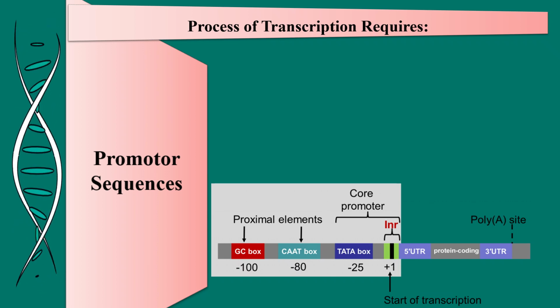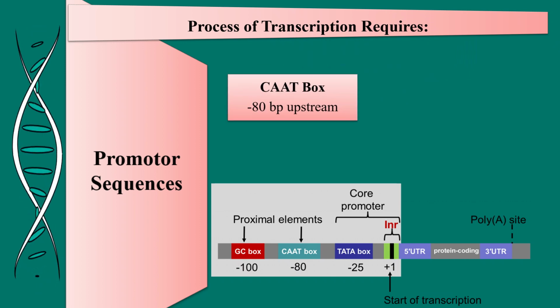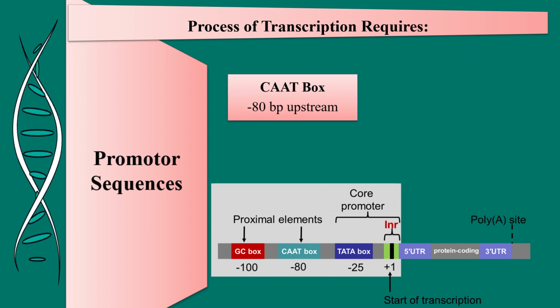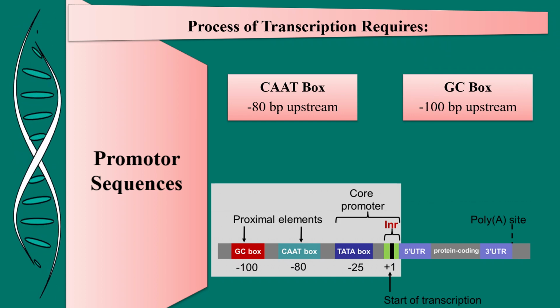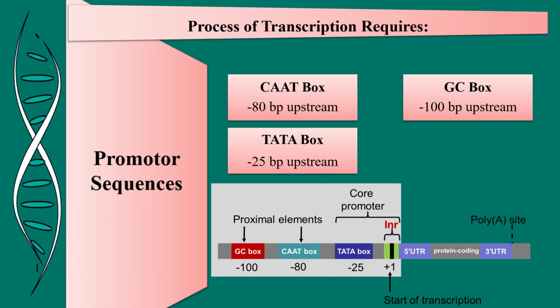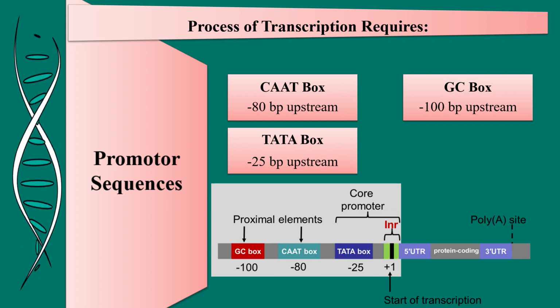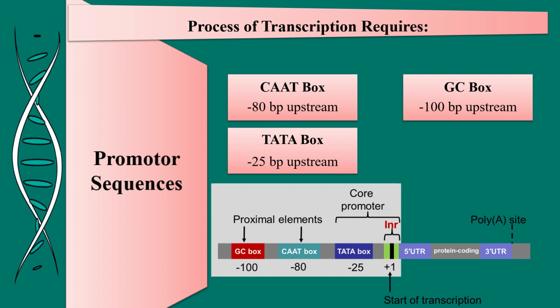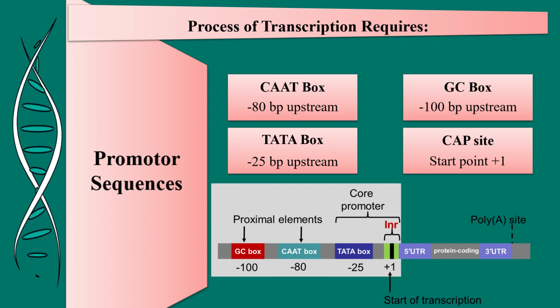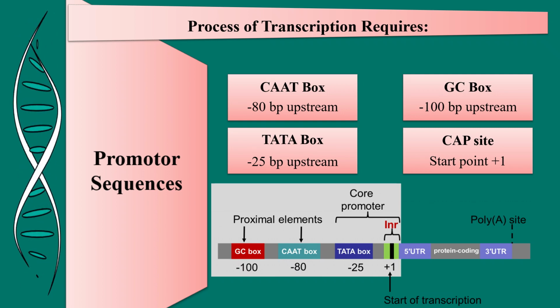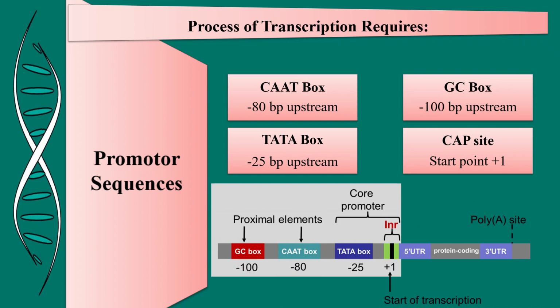What are these promoter sequences? These are the CAT box, which is present 80 base pairs upstream, the GC box, which is present 100 base pairs upstream, the TATA box, which is present 20 base pairs upstream, and then there is the +1 start point, where the transcription initiation starts.